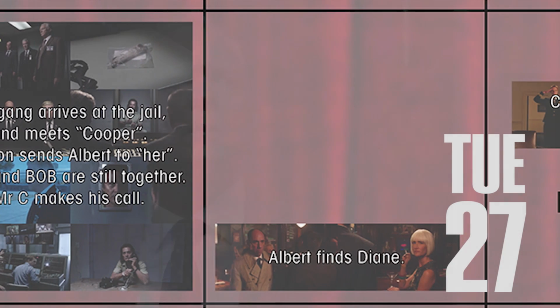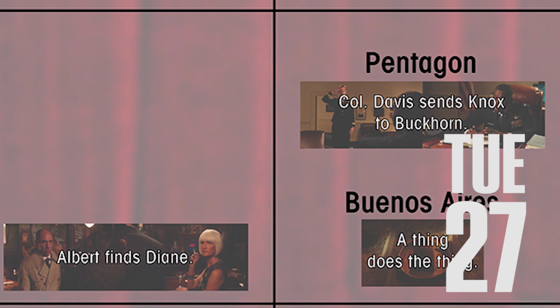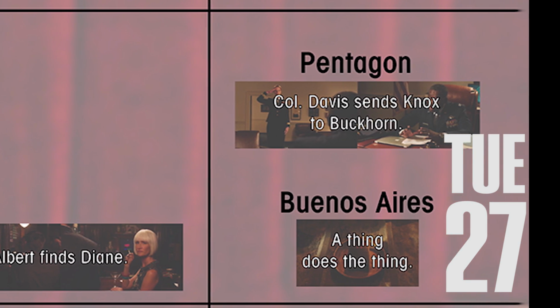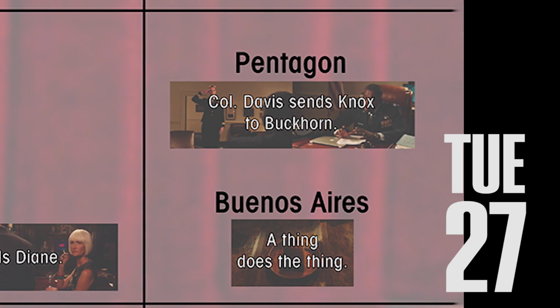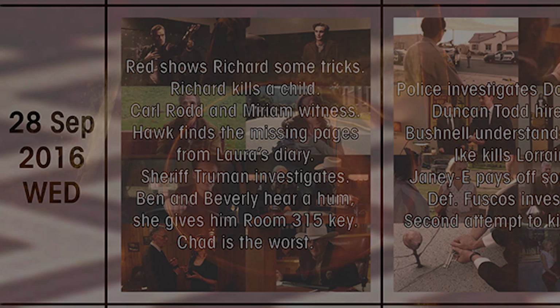On the very same evening, Albert goes to find Diane, and on that same day, we see Colonel Davis at the Pentagon send Knox over to Buckhorn, and as Evil Cooper's making that phone call, we see that box thing in Buenos Aires turn into a pebble or whatever happened there.